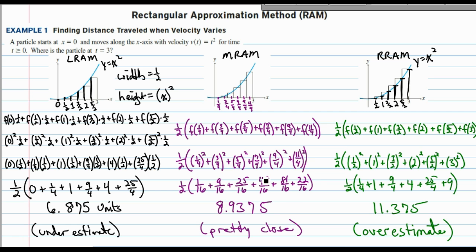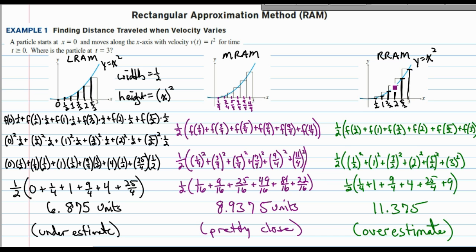8.9375 units. Now, as you may have guessed, this one's going to be pretty close because you can see I have a little bit of overestimate for each underestimate or blank space missing in these little rectangles that I've used to approximate the area under the curve. Whereas our LRAM was definitely an underestimate. There's all these voids in our estimate of area.